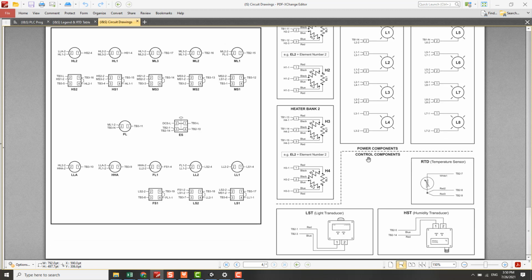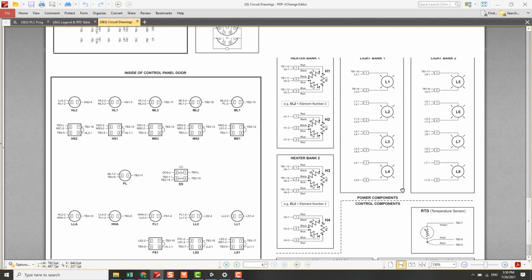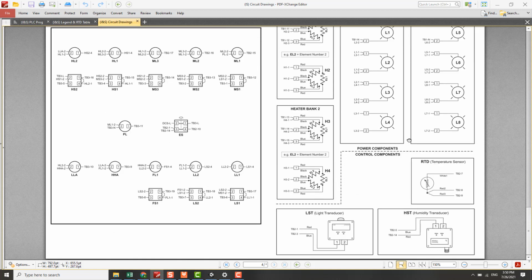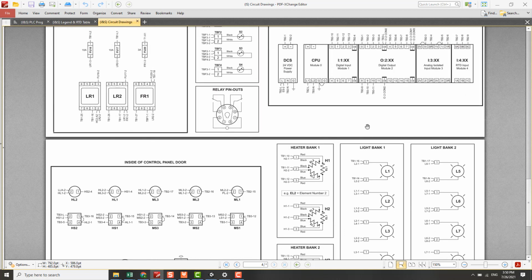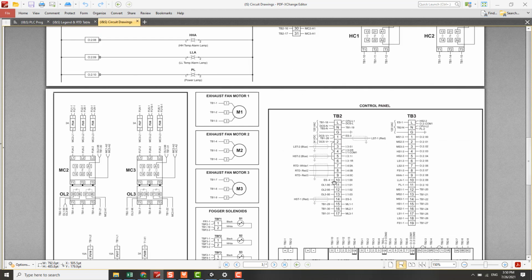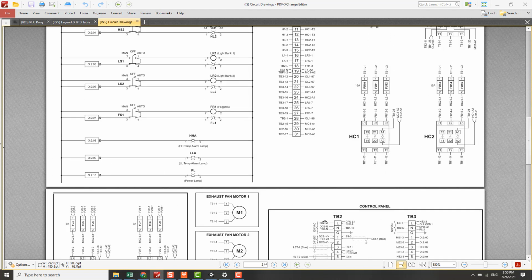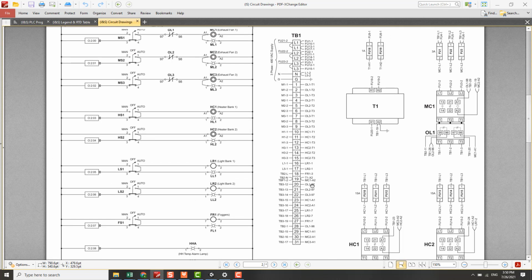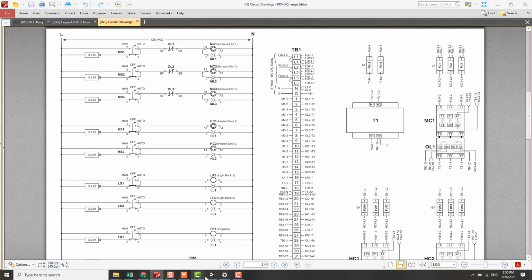And also this is a control component. This is a power component. So always remember, when dealing with a PLC circuit, always look at the LED status of the PLC input LED and the PLC output LED. We can see first, before we go to the control panel, let's look at the schematic diagram.